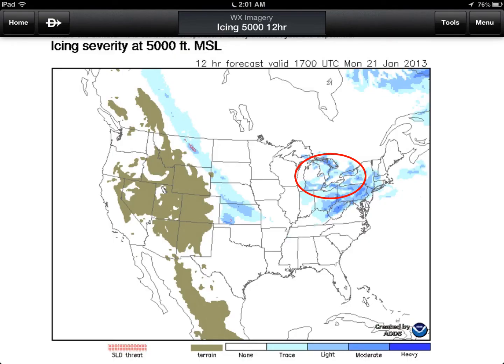This is an example from an Aviation Weather Center forecast of an icing event as a result of lake effect snow. You can see that in this case we have a westerly flow over Lake Michigan, and you can see how it enhances the icing risk across far southern lower Michigan.